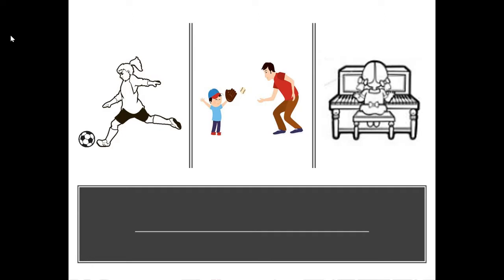Well, in the first picture, I notice a girl is kicking a soccer ball. In the second picture, I notice a boy and his father are playing catch with a baseball. In the third picture, I notice a girl is playing the piano. So, how are all these pictures the same or similar? They all show children or people practicing. Practice. So, for number one, I want you to write practice.